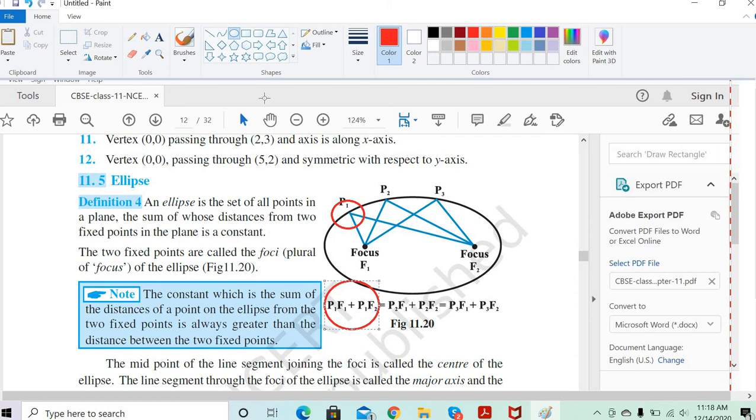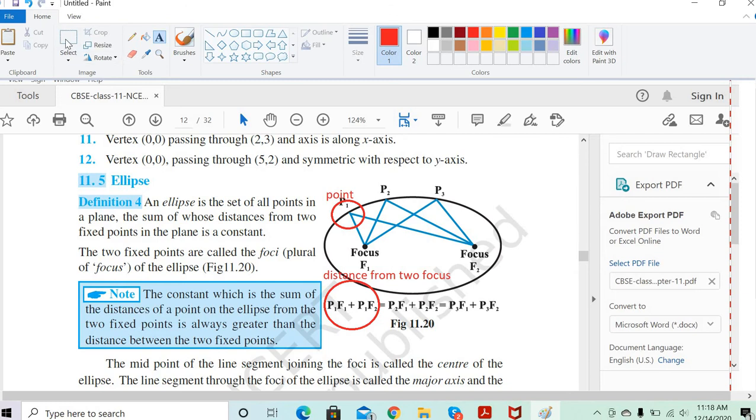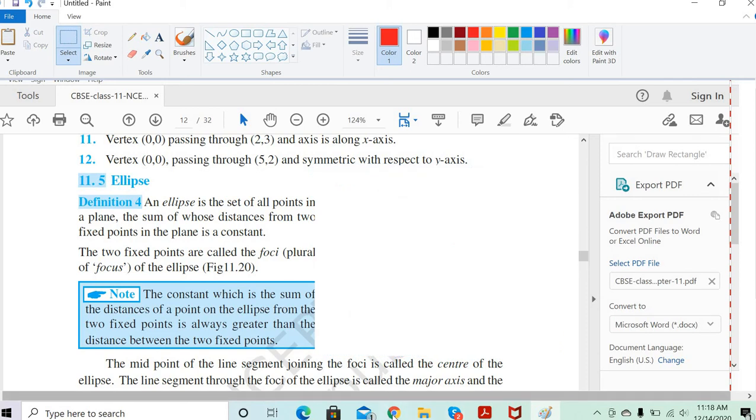Okay, so first point, and we'll calculate the distance. This is the distance from two focus. Okay, for each point we'll calculate. I'll just send you this part so that you understand what I'm talking about right now.